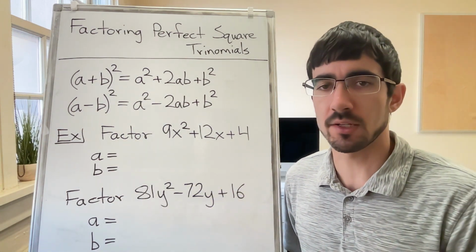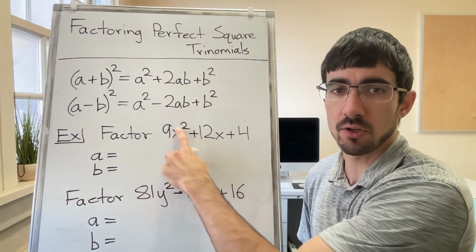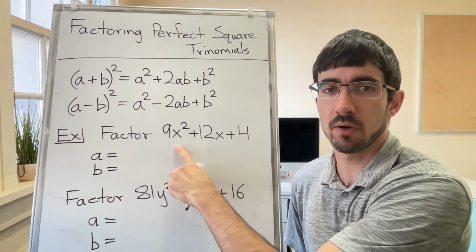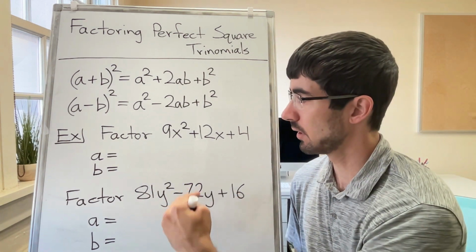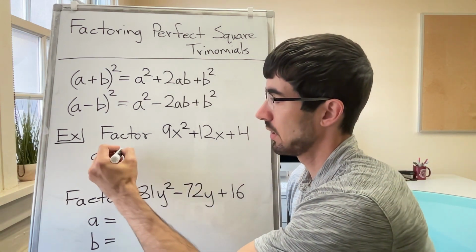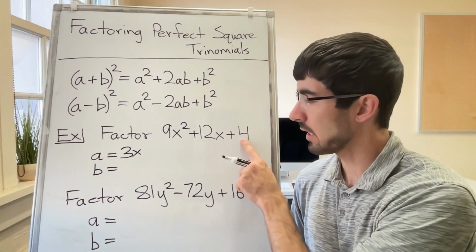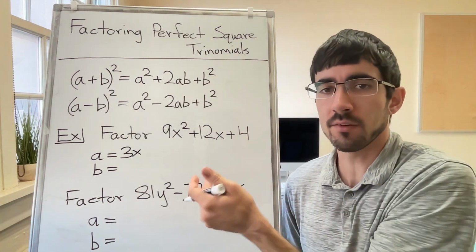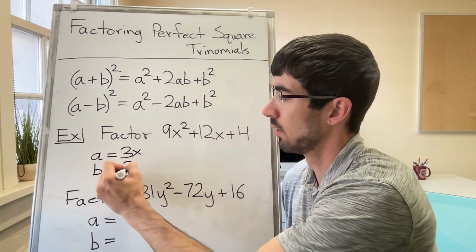So factor 9x squared plus 12x plus 4. I recognize, oh, this first term, 9x squared, that's a perfect square. Let's write down its square root. The square root of 9x squared is 3x. The last term, 4, that's also a perfect square, and its square root is 2.